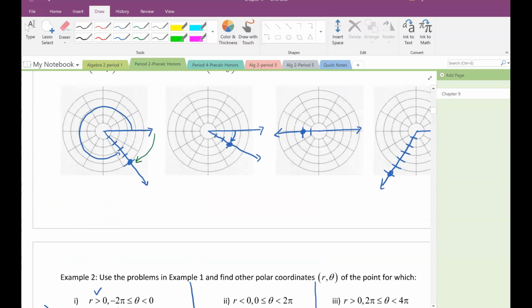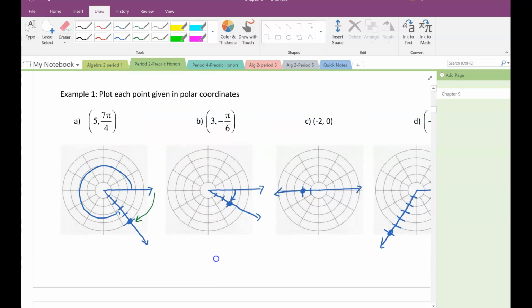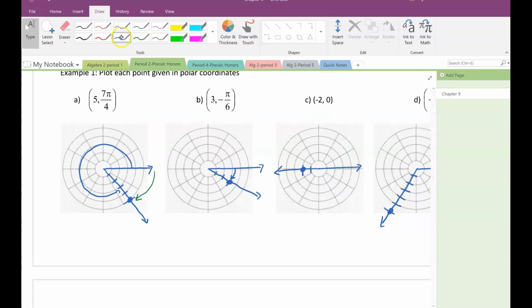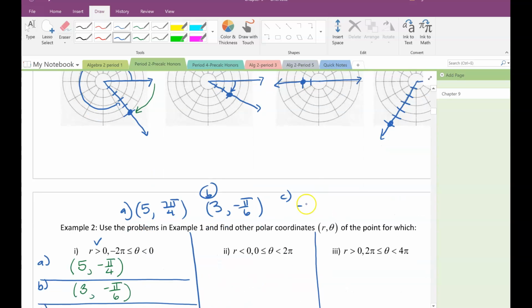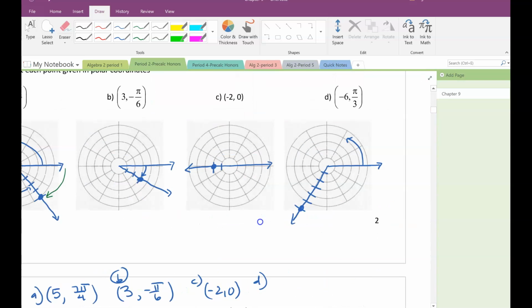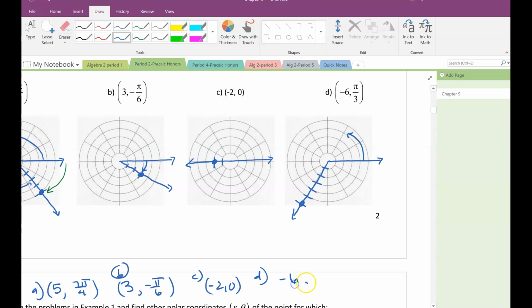Maybe it would be helpful if I just write all of these down, so I don't have to go up and down. That's what I'm going to do. So hold on tight. A was 5, 7 pi over 4. B was positive 3, comma, negative pi over 6. And C was negative 2, comma, 0. And D was negative 6, comma, pi over 3. All right, there you go.